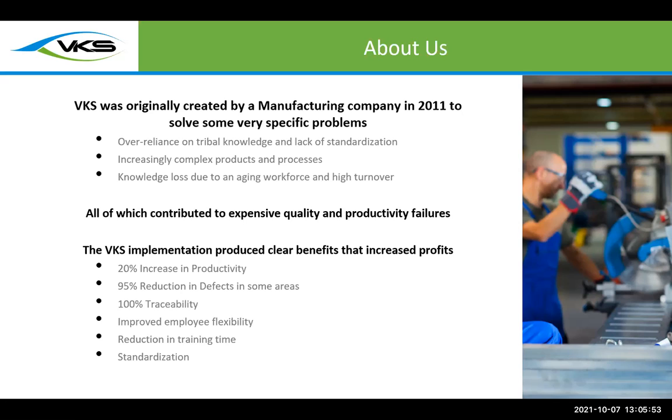But VCASS was developed for a lot of different reasons. VCASS was developed for the reduction of defects in areas. It was developed for decrease in training time. It was developed to help and support with traceability of different items, tracking and tracing of information. So it's a lot of things it was actually developed for.